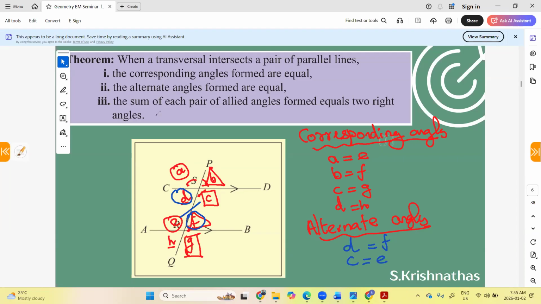One more thing, the sum of a pair of allied angles is 180 degrees. So what are the allied angles? Allied angles, students. C and F. C plus F is 180 degrees. D plus E is 180 degrees. So students, when a transversal intersects a pair of parallel lines, corresponding angles are equal, alternate angles are equal, and the sum of allied angles is 180 degrees.